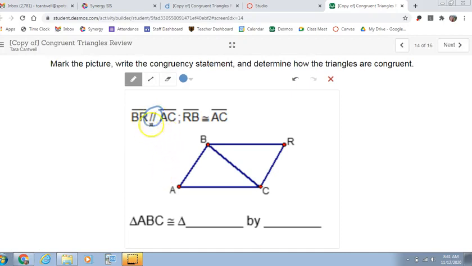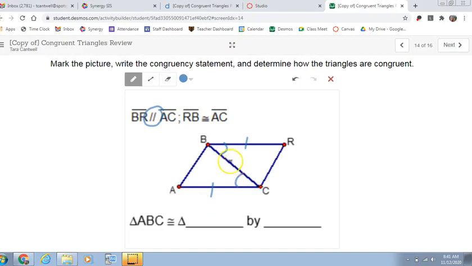When we see parallel, we want to look for alternate interior angles. So if the top right here and the bottom are parallel to each other, then that means that this angle, RBC, and this angle, ACB, are our alternate interior angles that are congruent to each other. Now we're also told that RB up here is congruent to AC down here.